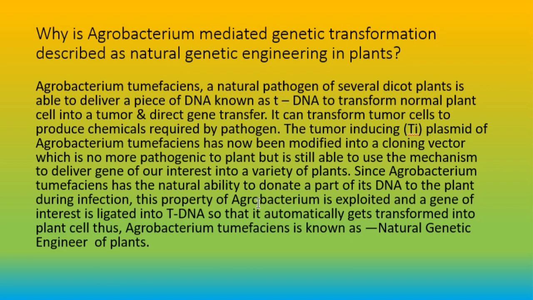The tumor-inducing plasmid of Agrobacterium tumefaciens has now been modified into a cloning vector which is no more pathogenic. We removed that pathogenic effect, but it is still able to use the mechanism to deliver a gene of our interest into a variety of plants. Since Agrobacterium tumefaciens has the natural ability to donate a part of its DNA to the plant during infection, this property is exploited and a gene of interest is ligated to T-DNA so that it automatically gets transformed into the plant cell. Thus, Agrobacterium tumefaciens is known as the natural genetic engineer of plants.